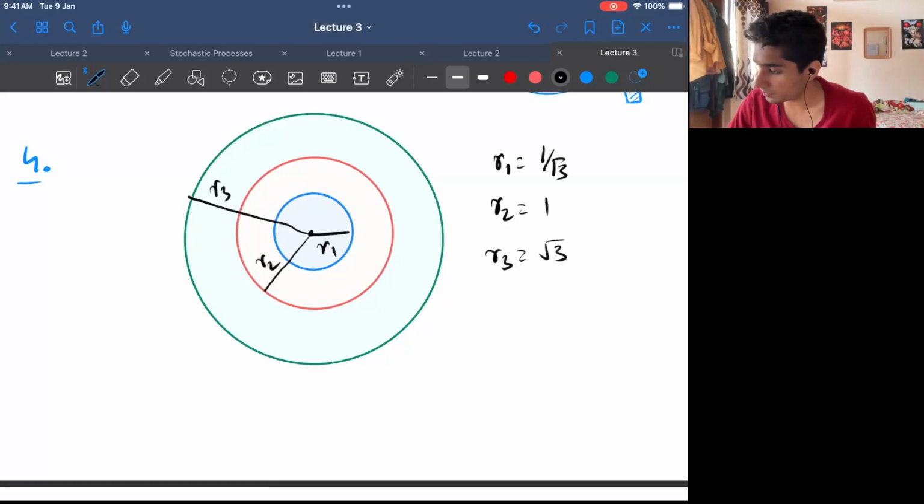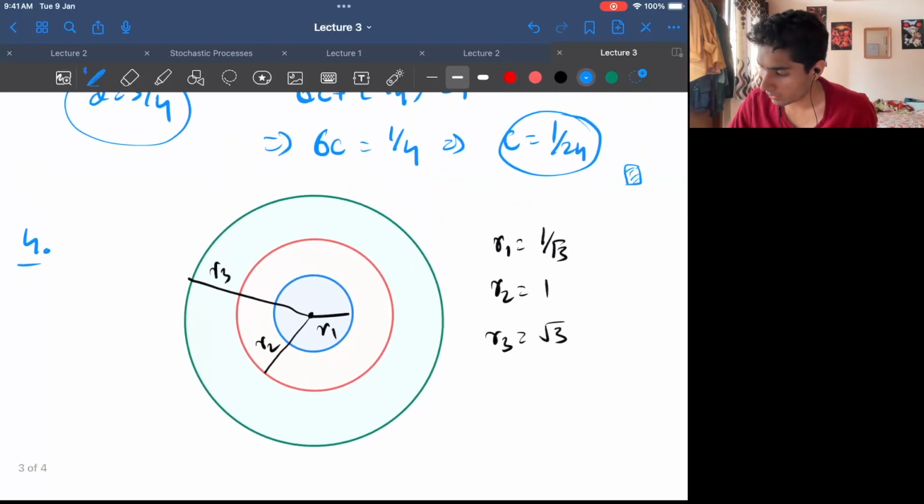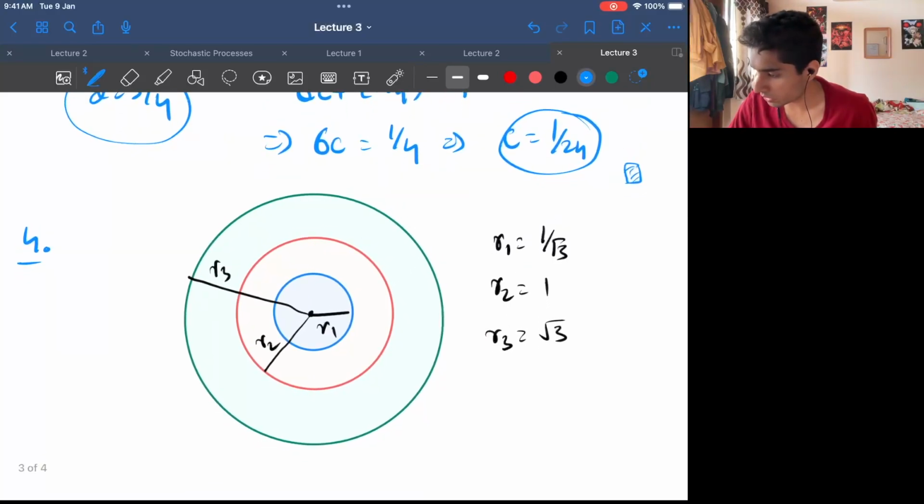Now, so there are more things that are given to us. What are those things? So let's say you are hitting a dart on these circles. Okay. So this is like a dartboard with three concentric circles. You are hitting darts on this dartboard. So basically, you are just picking a point at random on this plane. Okay.